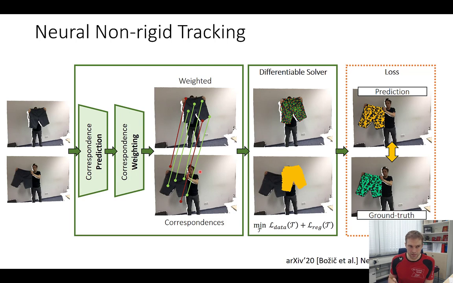But we don't just want to predict correspondences, we also want to learn a weight for these correspondences. So we have here these red correspondences, they have a lower weight because they might not be so good, right? This correspondence goes to the background. And we have green correspondences that are much more important.